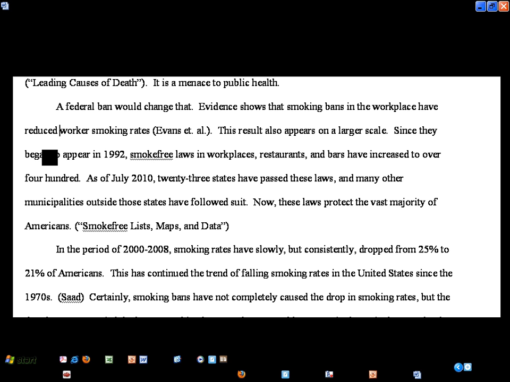Sarah, one more question. How many of the sentences in this paragraph come from the Evans source? One. Just this one, right? Because of the period. How many sentences in this paragraph are my own original writing? Close. One. A federal ban would change that. Do you see how all of this material that's in this paragraph is actually just my research? And how do I know that? Because MLA citation tells me that.